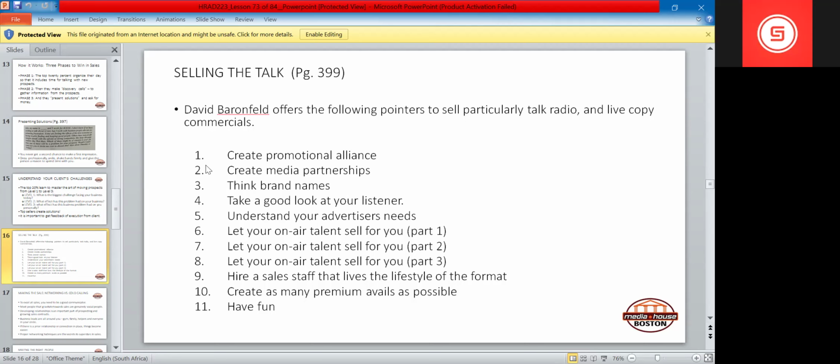So two is to create media partnerships. If you look at your book, it says it is advantageous for radio to join forces not only with other TV and radio properties within your group. If we think of companies like Kagiso and 947 Prime Media, excuse me, you would find that the sales teams are a hybrid. They'll sell for all the stations all at once, not just for one or other of the stations within the group itself.